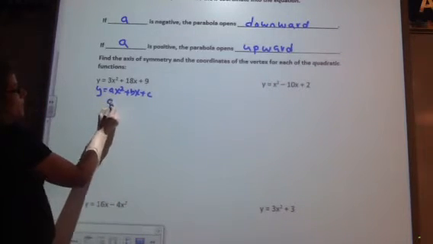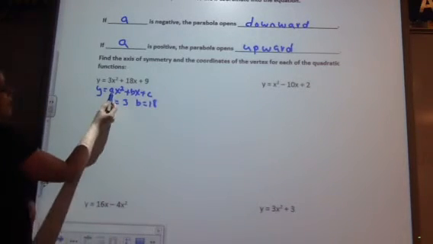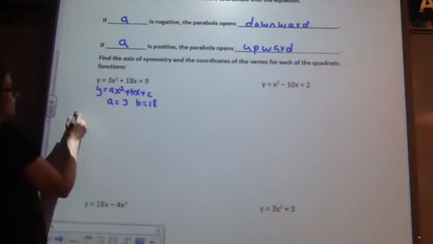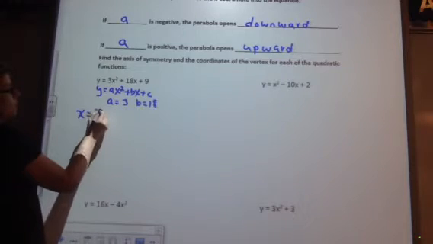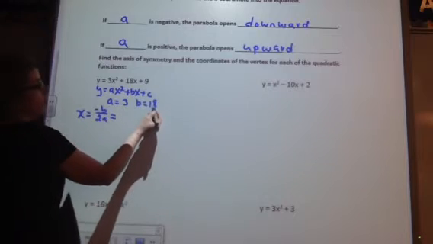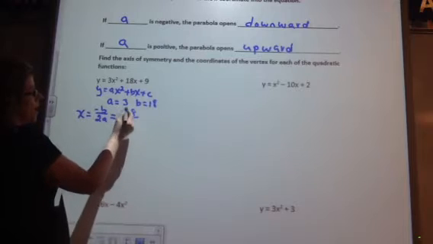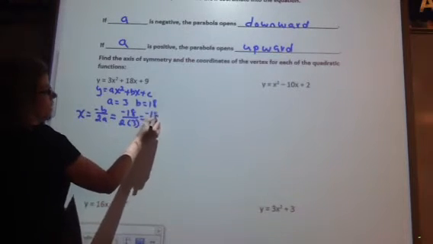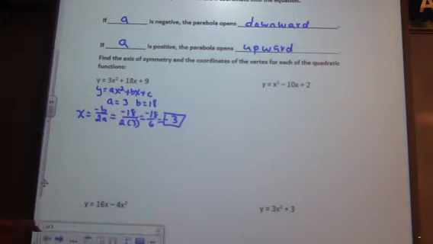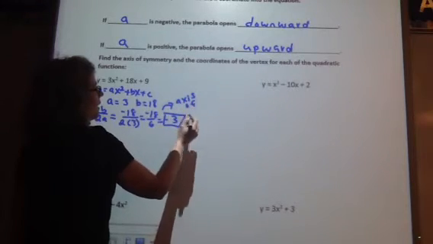So to find our vertex, we need to identify what a is, and we need to identify what b is. A is your coefficient in front of x squared. B is your coefficient in front of x. So we need to find our x-coordinate, which is negative, or the opposite of b, over 2a. All right? Well, b is 18, so the opposite of b is negative 18 over 2 times a, which is 3. So that's negative 18 over 6, which is negative 3. So my x-coordinate is negative 3. Remember, this is the axis of symmetry.